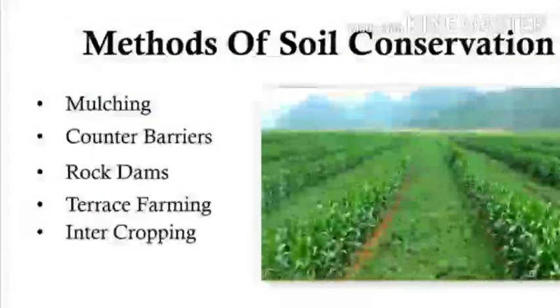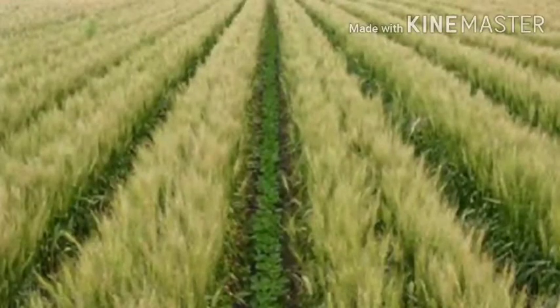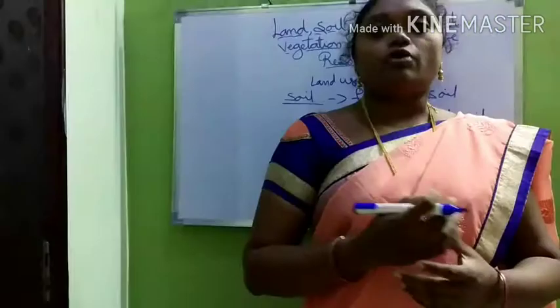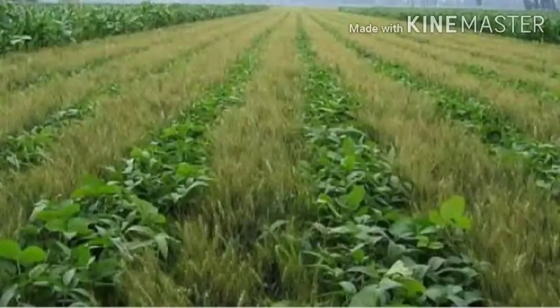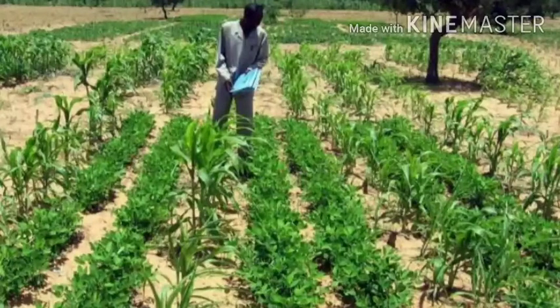Next one is intercropping. Different crops are grown in alternate rows and sown at different times to protect the soil from rainwash. And the next one is contour ploughing. What is contour ploughing? Ploughing parallel to the contours of a hill slope to form a natural barrier to water flowing down the slope.